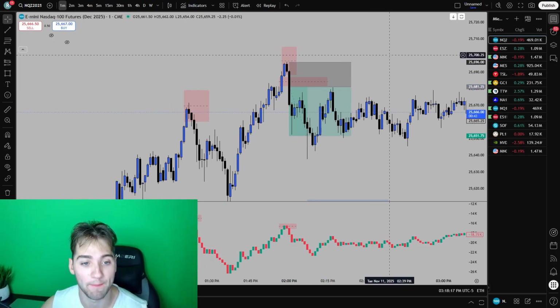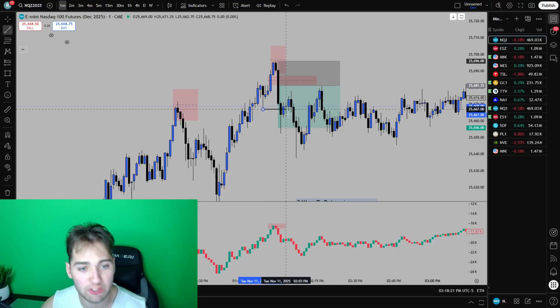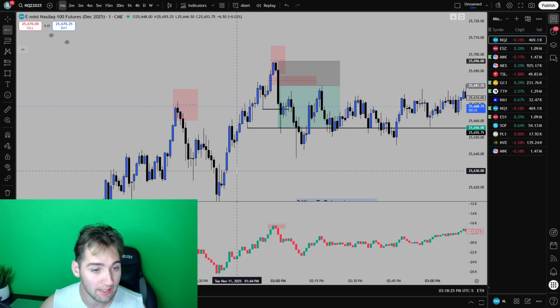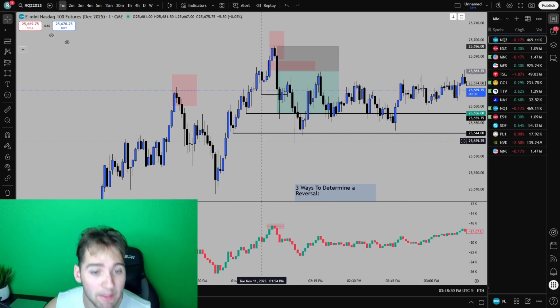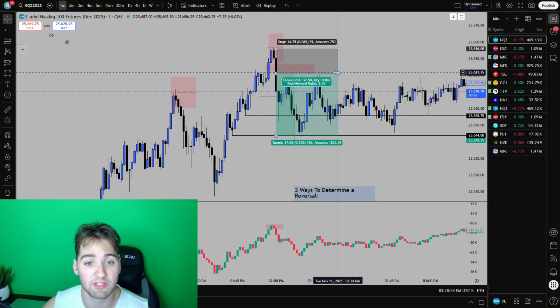Well, stops at the high. Targeting these liquidity lows. Look at this, first TP hit. This is the second TP. Okay, this is the third TP. Okay, final TP would probably be the start of this fair value gap, which is not really that much different. So I would probably take this position right here.